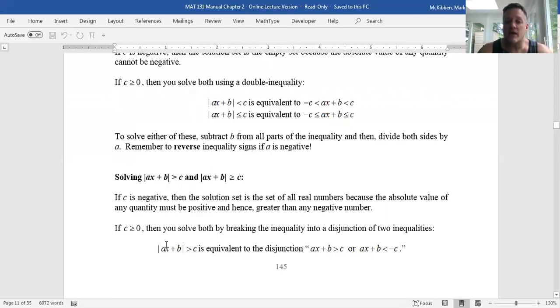So the way you're getting rid of the absolute value in this case is by writing two inequalities that can happen, one or the other. Both of these are linear, so you would solve them in the same way. You subtract the constant term from both sides, and then divide both sides by the coefficient of x.